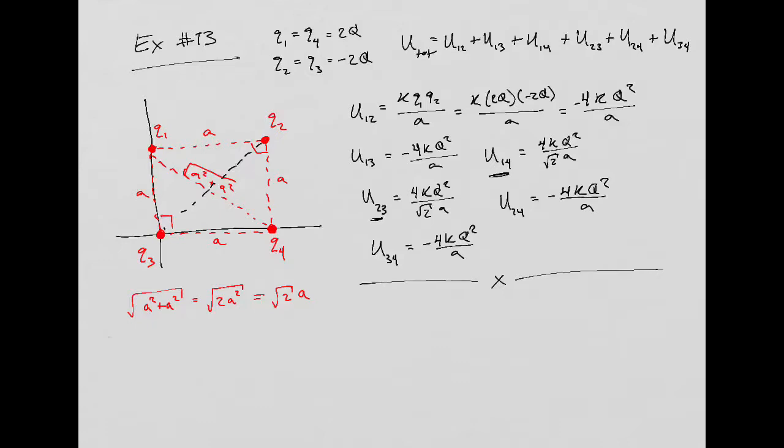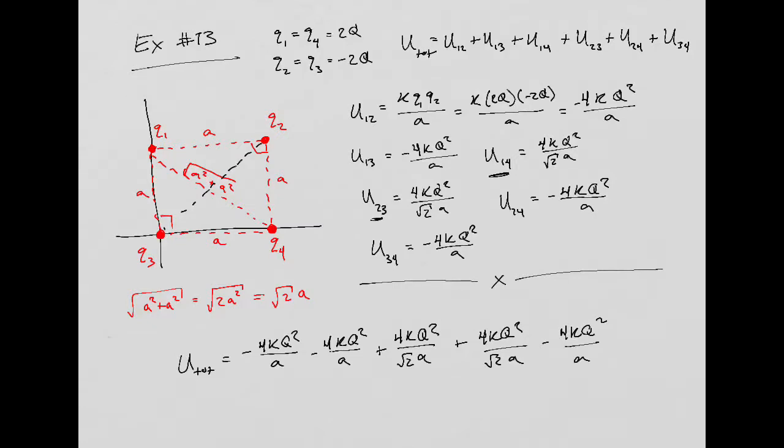So, let's just plug everything into that top equation. We have U total is equal to U12 minus 4kq squared all over A, U13 minus 4kq squared all over A, U14 plus 4kq squared all over root 2A, U23 is plus 4kq squared all over root 2A, U24 minus 4kq squared all over A, and then U34 minus 4kq squared all over A. All right, looks messy, but we can simplify this greatly.